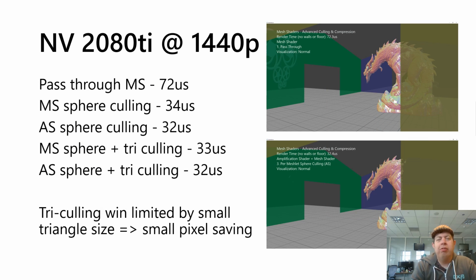And then, of course, the same holds true on the NVIDIA 2080 Ti that I tested at 1440p. Huge win just from going to sphere culling. Smaller win from triangle culling, particularly with the Dragon Mesh, which is so highly tessellated, but you can see it is still a win. And the amplification shader here was generating some benefit as well. So yeah, very worthwhile.